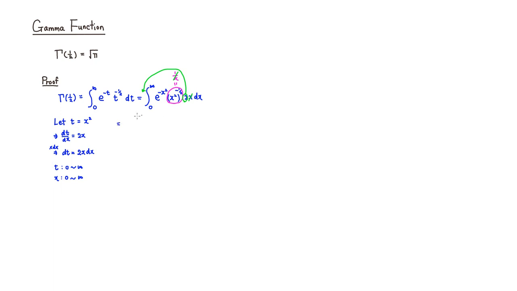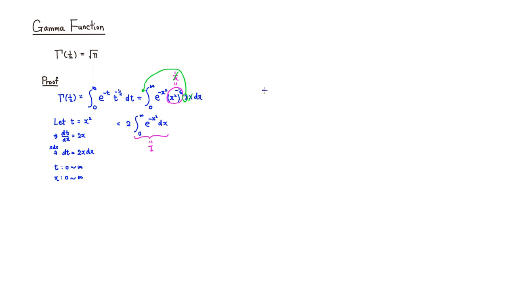So we end up getting 2 times the integral from 0 to infinity of e to the negative x squared dx, right? So we need to evaluate this integral. I'm going to call this integral right here I, so we can find I. Alright, so let's try to find I.